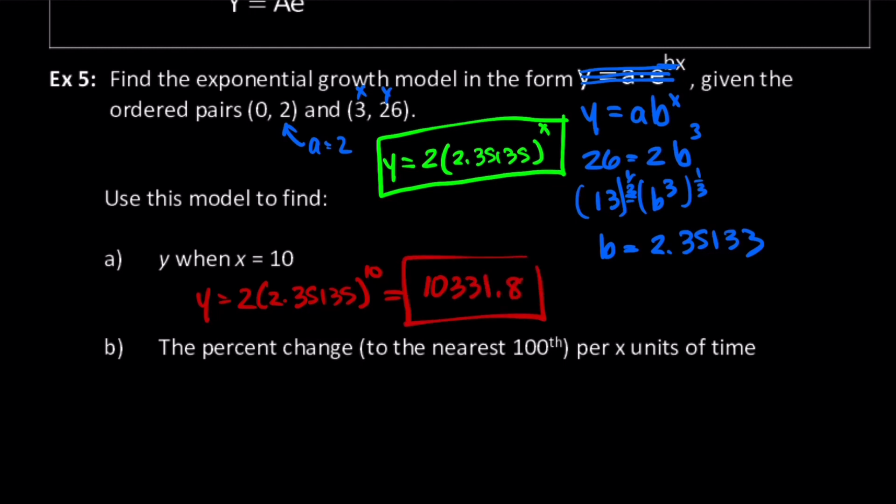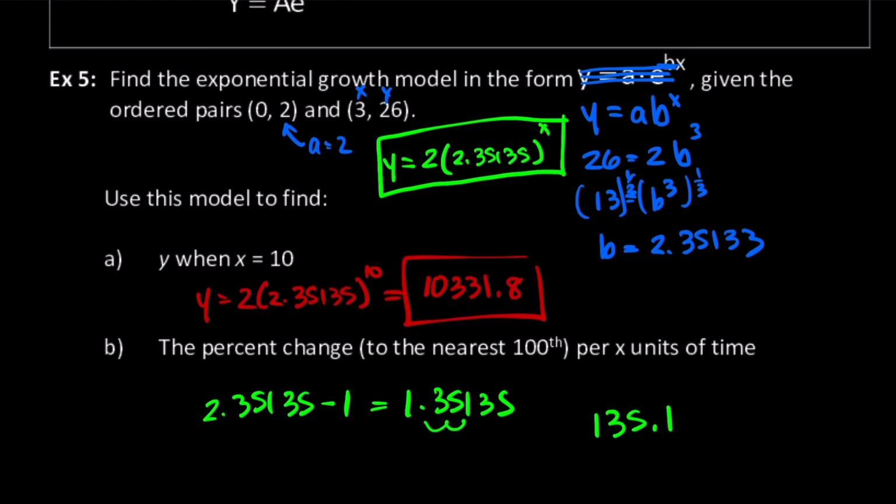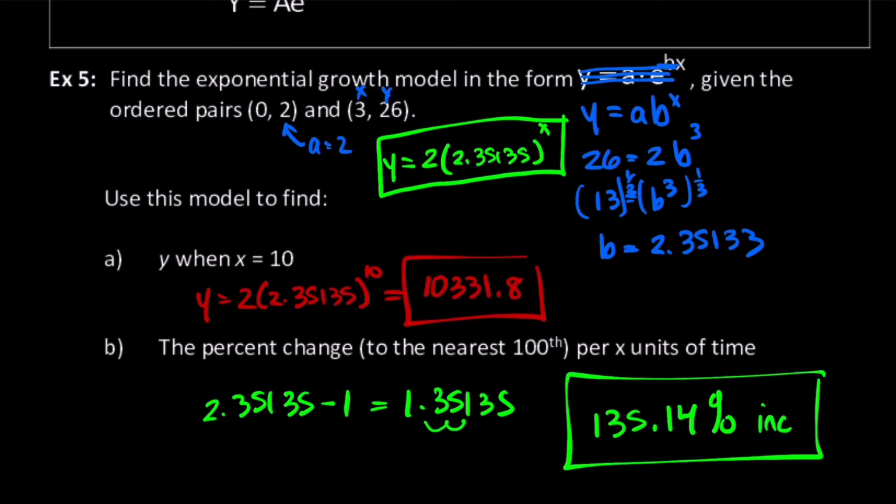And it says, what is the percent change to the nearest hundredth per x units of time? So we're going to take this number here, subtract 1. All right, so let's do that. 2.35135 minus 1 equals 1.35135. Move this over 2 places. So that's going to be 135.4% increase. All right, let's move on.